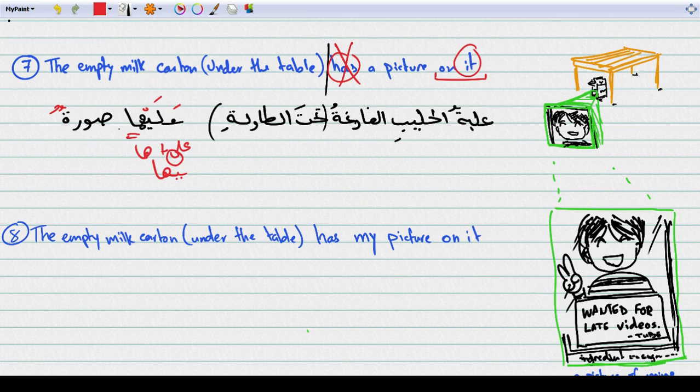Next, what's on it? It's a picture. عليها صورة. عليها صورة. A picture. Very straightforward. Now, people might say, well, in English you say picture and then say on it. But in Arabic you say عليها and then say صورة. There's not really much that I can say about that, except for that.